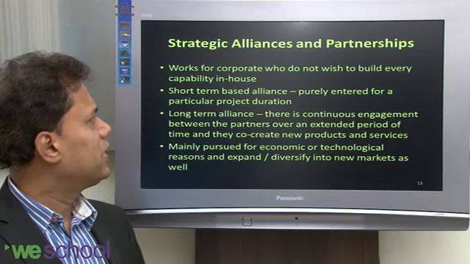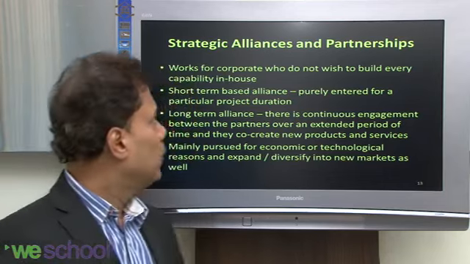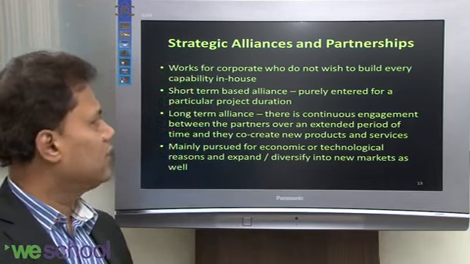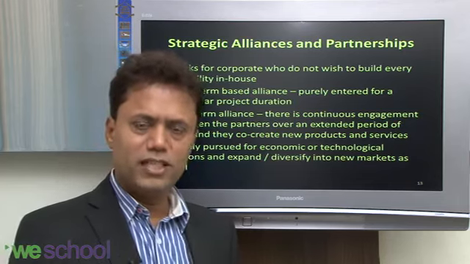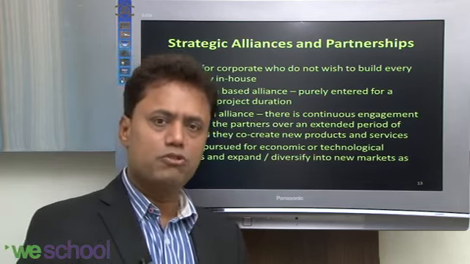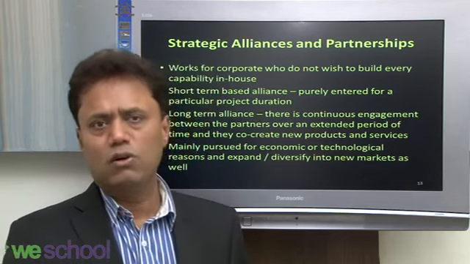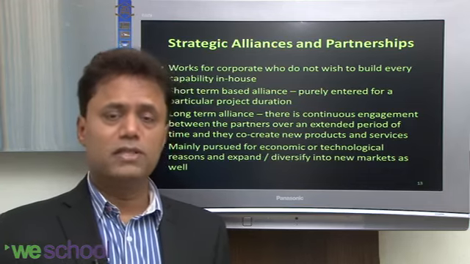Strategic alliances and partnerships. This is another way of expanding your business, and it works for corporates who do not wish to build every capability in-house, right? Airtel is a good example. Airtel doesn't do everything themselves. They've got network outsourcing, IT outsourcing, a whole lot of things being outsourced, call center being outsourced, for example.